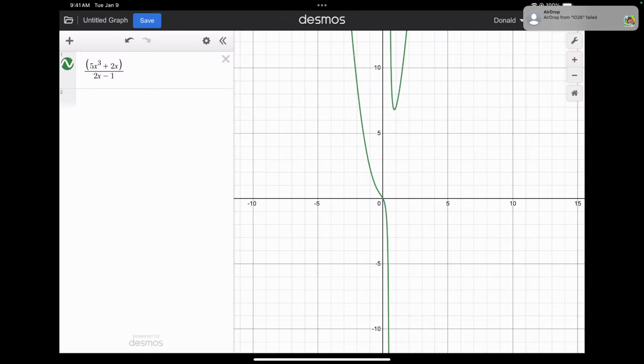Okay, so hopefully you guys know about vertical asymptotes and horizontal asymptotes. By tomorrow, we're going to put everything together to graph different kinds of rational functions and everything.